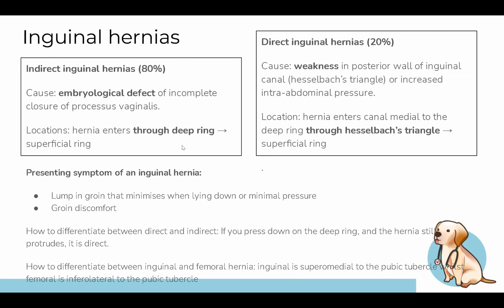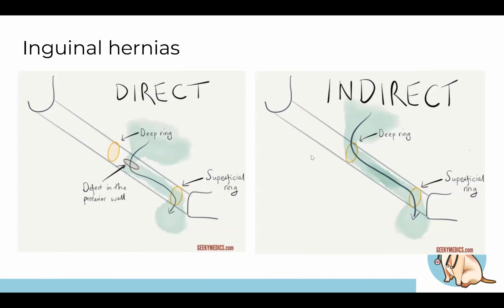Wait, sorry, indirect. Sorry, ignore what I just said. Indirect is going through the deep ring. I was like, that doesn't look like a deep ring to me. Yeah, so indirect is going through the deep ring and all the way out through the superficial ring.